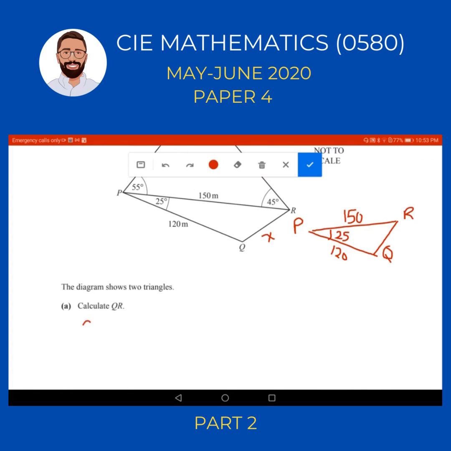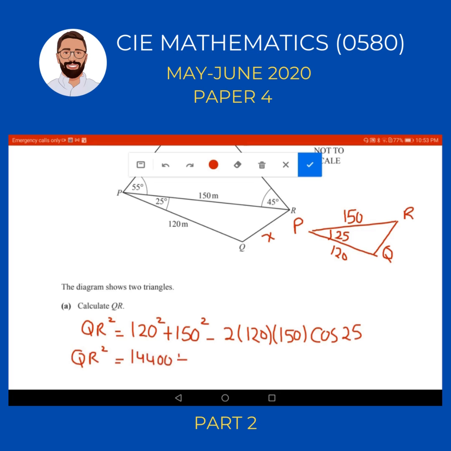To find QR, it's simply the side that is opposite to the angle in question. So QR squared is equal to 120 squared plus 150 squared minus 2 times 120 times 150 times cosine of the angle, which is 25. So QR squared is equal to 14400 plus 22500 minus 32627.0803.